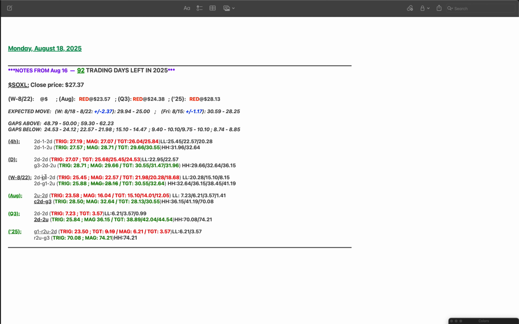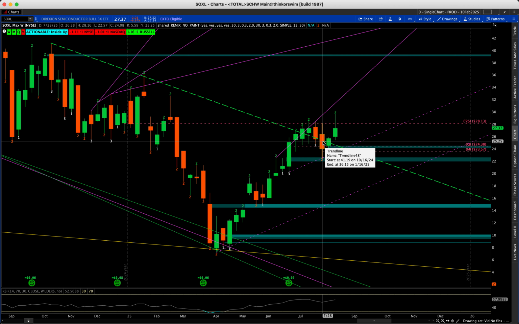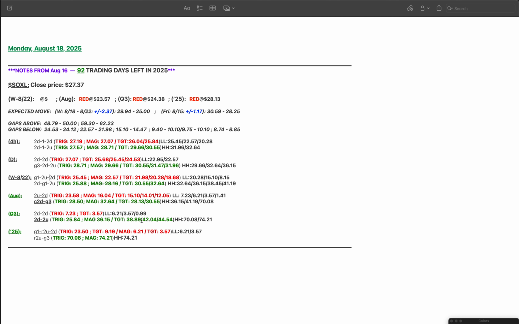Oops, and this is a 1, 2 up, 2 down. And the magnitude, again, is the low of the candle to the left of the 1. So the low is 22.57 on this candle, which we've already got out here from the previous week. And we've got our extended targets as well. We'll go ahead and leave those out there because, again, they were levels of note to begin with, so there's no reason to change them.